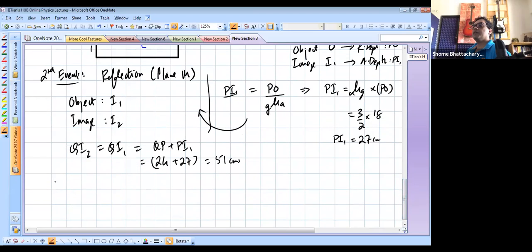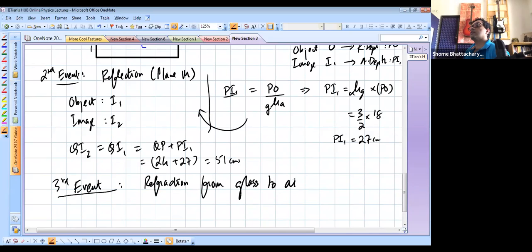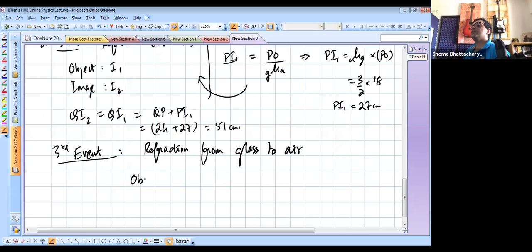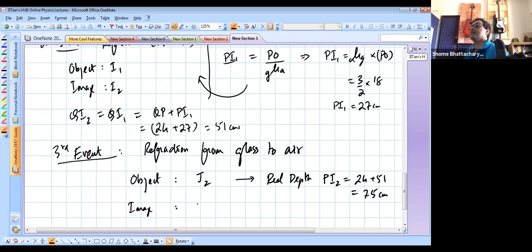So the third and final event is refraction from glass to air. Here for this one the object is I2. So the object distance, the real depth, will be PI2, which will be the thickness of the glass plus the distance behind. So that is 75 centimeters. And the image will be I3. So we'll take the apparent depth as PI3, which we want to find out.